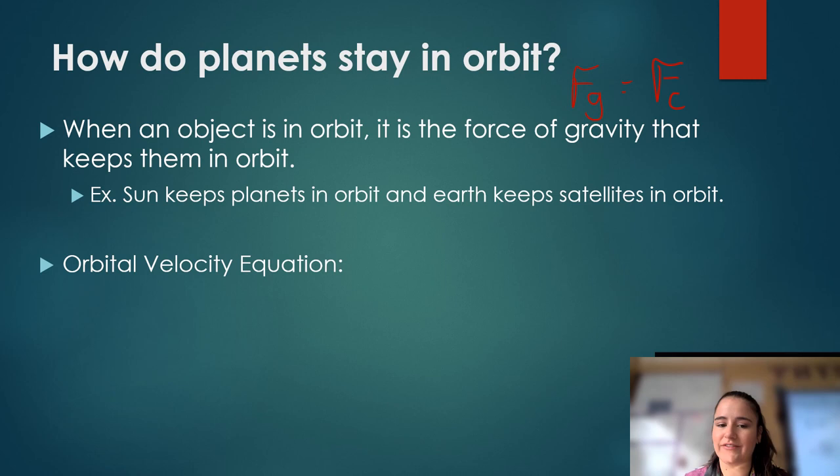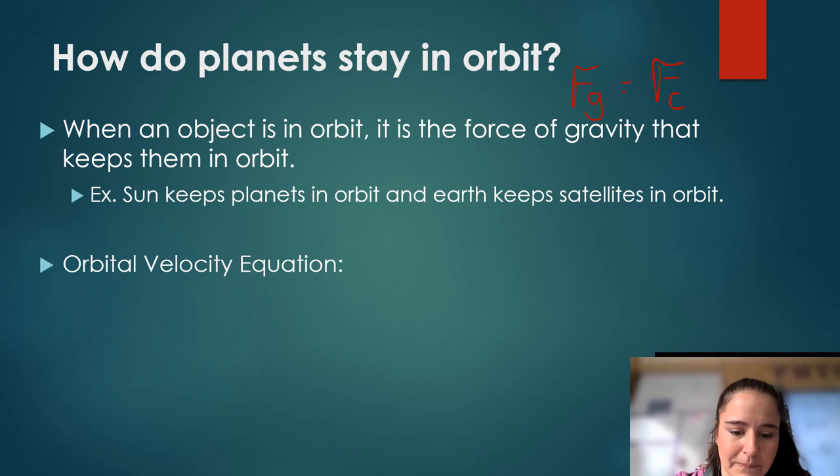Where if it's going too slow, then that force of gravity could be too strong and it could crash into whatever it's orbiting. So there's a perfect balance between the orbital velocity, the speed a planet or satellite needs to go, and the radius of its orbit. So let me show you where that comes from.